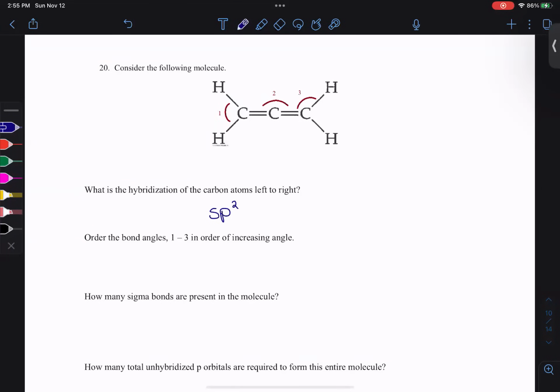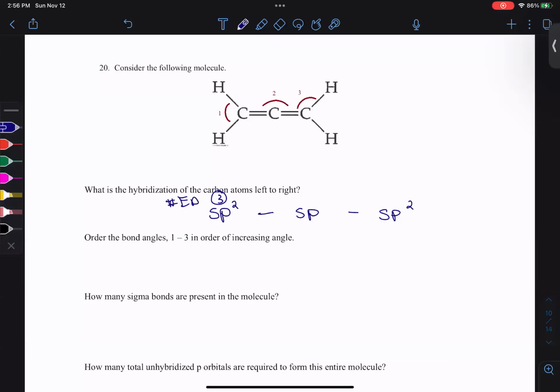sp2. The middle carbon has how many electron domains? 2. So it is what hybridization? sp. That's it. And the last carbon has 3 electron domains, so it is what hybridization? sp2. Fantastic. Okay, let's order those bond angles. So remember, the number of electron domains is related to hybridization. So 3 electron domains is sp2 hybrid.